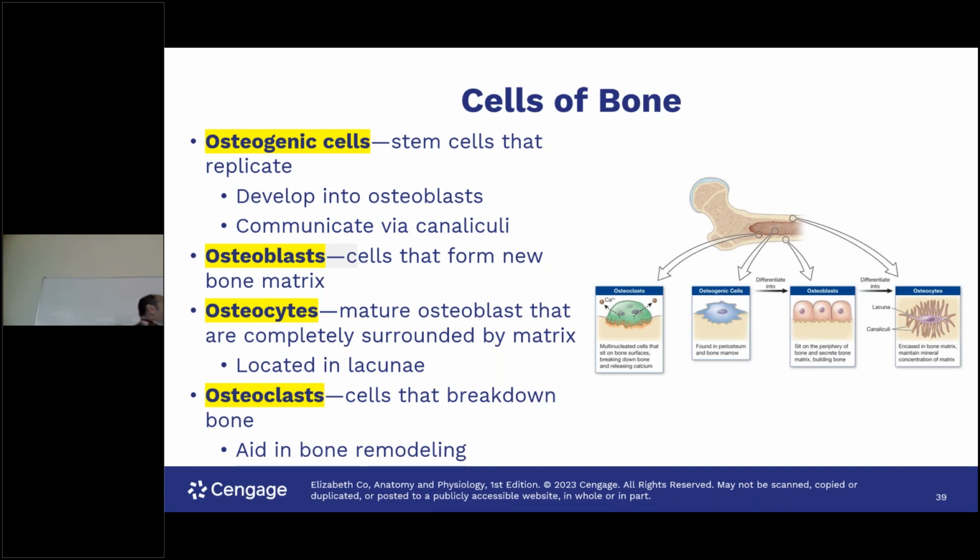So when we're looking at bone cells, osteo, right? Chondro for cartilage, osteo, the root word for bone. So osteogenic cells, stem cells that replicate. They develop into osteoblasts and communicate via this term canaliculi. Canaliculi are these little canals in the bone that allow processes from the bone cells to communicate with other bone cells. Canaliculi. Must have been an Italian who figured this out.